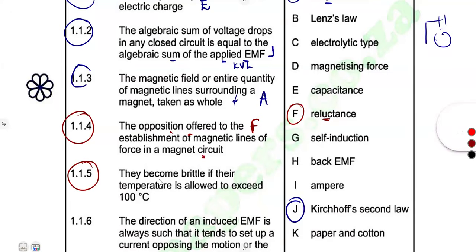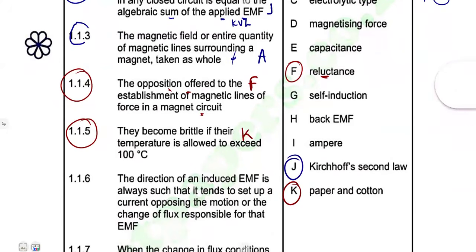1.15, they become brittle if their temperature is allowed to exceed 100 degrees Celsius. All right. What is it? This is paper and cotton. What else, guys, that we have here? So it's going to be what? Paper and cotton. That is the best answer that you're going to have.